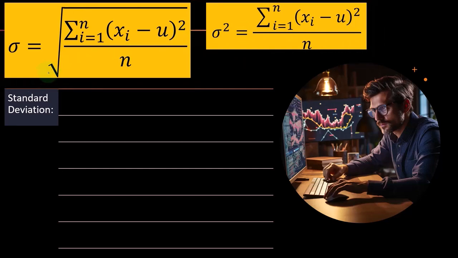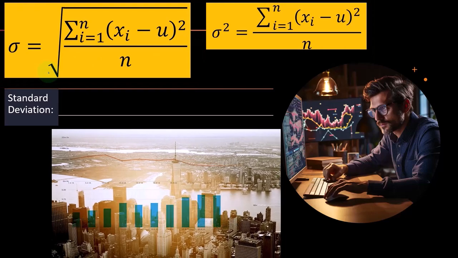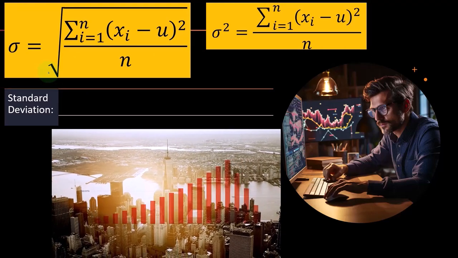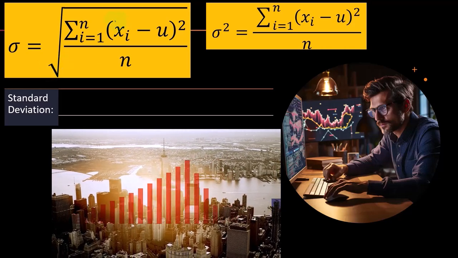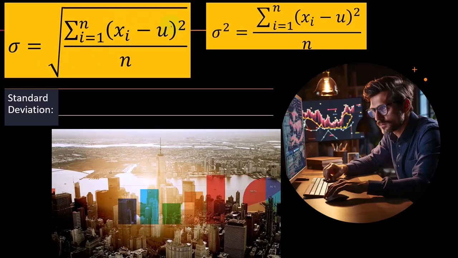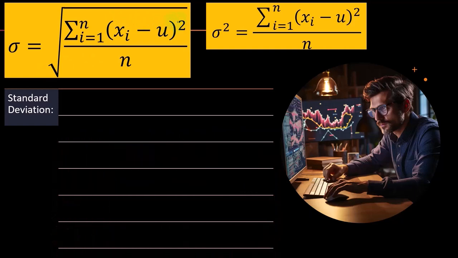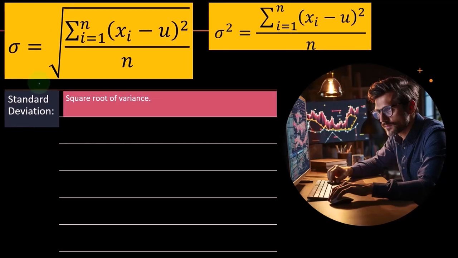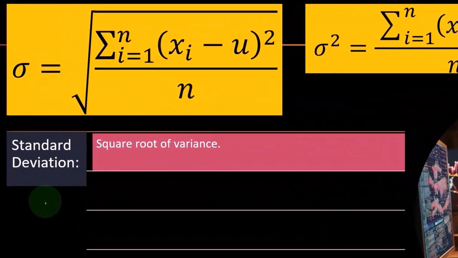You're not going to get to the same number as we got with the average deviation, but you can see a similar kind of process here. With the average deviation, we took the absolute value to deal with that negative number problem. Here we squared it and then basically took the square root. All right, and we'll talk more about why we might use this, which looks more complex than the average deviation, in a second. So standard deviation, square root of the variance.